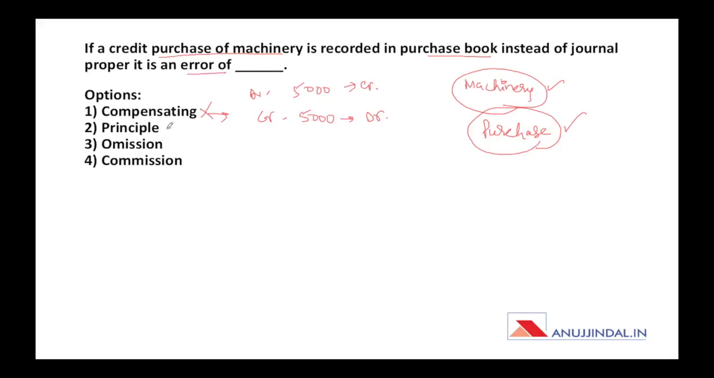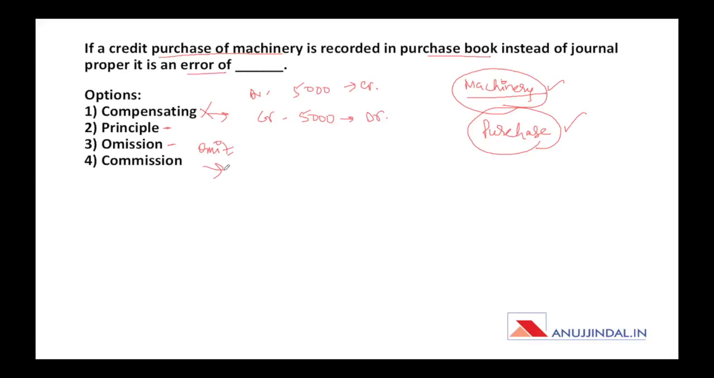Second is error of principle. We'll be talking about this also. Third is error of omission. Omission is when you omit it. That would mean that you were supposed to record it in machinery account, but you did not record it at all. That is an omission. It comes directly from the word omit, which means to leave something.